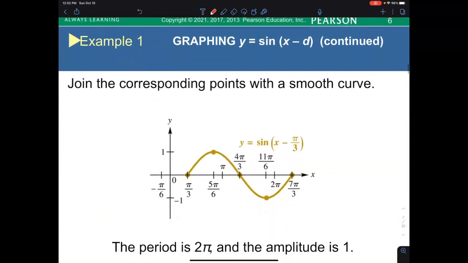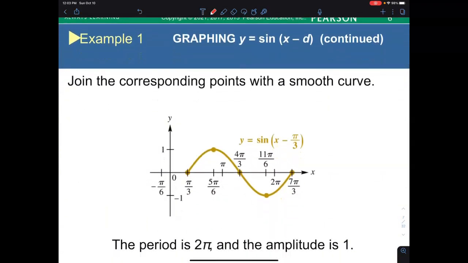So if we do that on a graph, then we could mark over those new things because it used to happen here, but now it goes to the right, pi over 3. And so now it starts at pi over 3 instead of starting at 0. And this is still a 2 pi period.